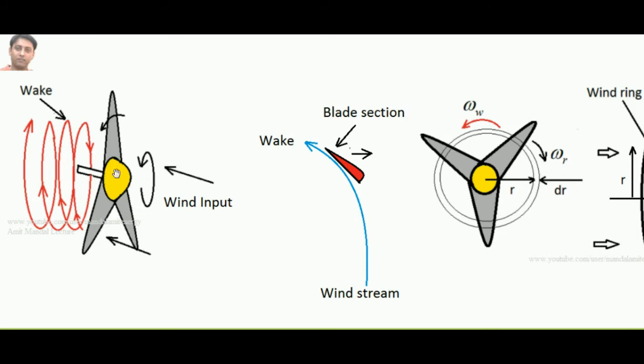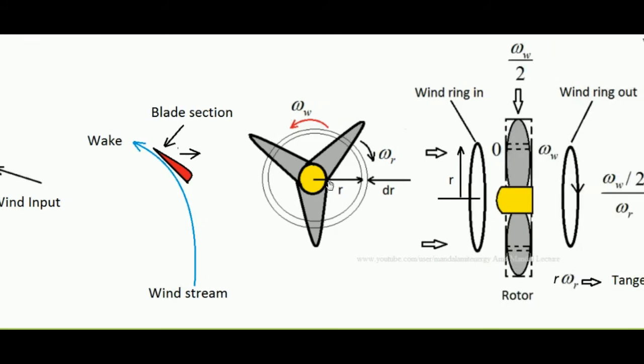Now this is the front view of the wind turbine. These are the three blades. Suppose the rotor is spinning with angular velocity omega r. We can see that the blade is moving in one direction, say clockwise, so the blade's angular velocity is omega r. When the wind leaves the blade, it becomes the wake. Its angular velocity is omega w, and we can see that the directions are opposite.